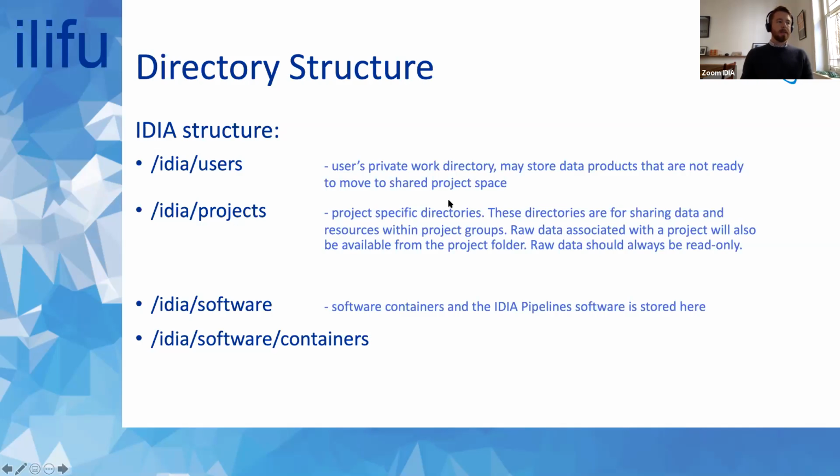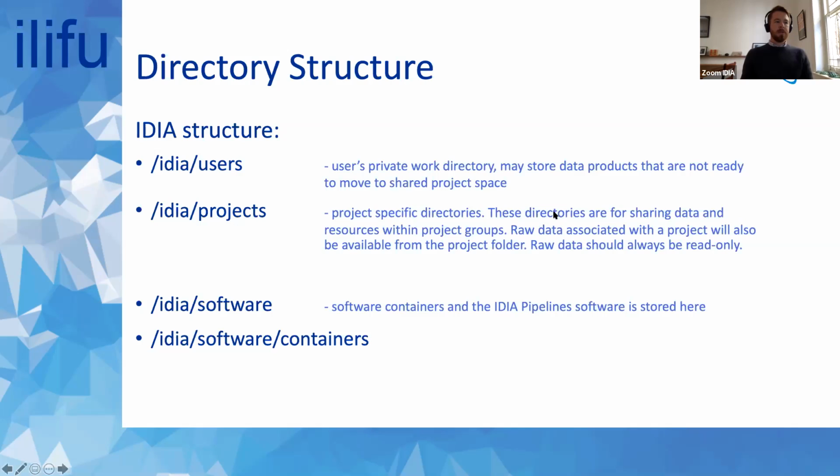Then next, each project has a project directory, which you'll find at /IDIA/projects or /CBio/projects. And these are directory spaces where you can place information, software, and outputs from your data processing that you want to share with group members. So this is a shared space. All members of a specific project will have access to this directory.